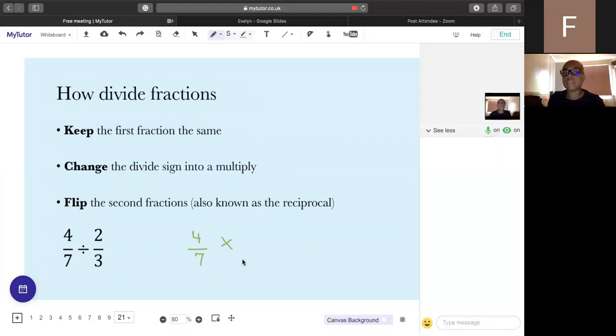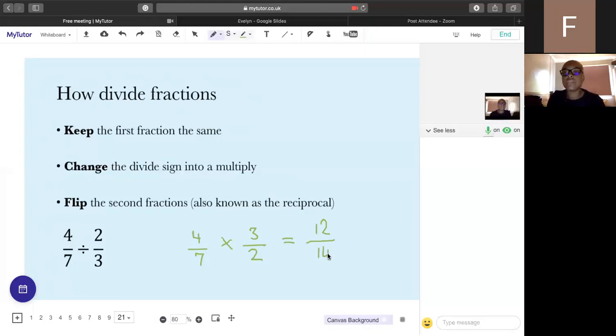To flip a fraction is also the same as the reciprocal of the fraction. All that means is turn it upside down. So now we have 3 over 2 instead of 2 over 3. And now we just calculate what is 4 over 7 times 3 over 2. So 4 times 3 is 12. And then 2 times 7 or 7 times 2 is 14. So we've got 12 over 14.